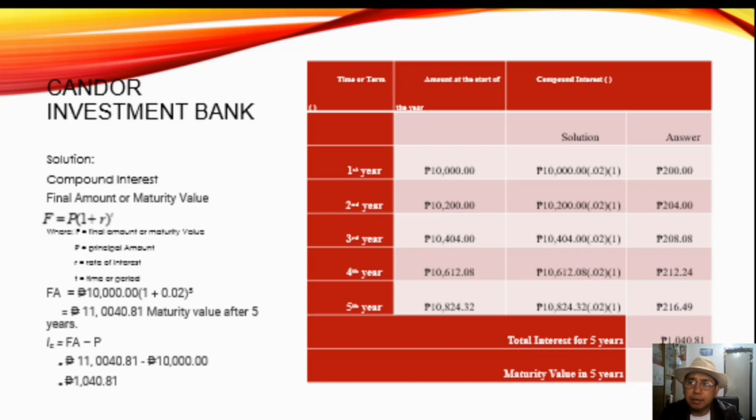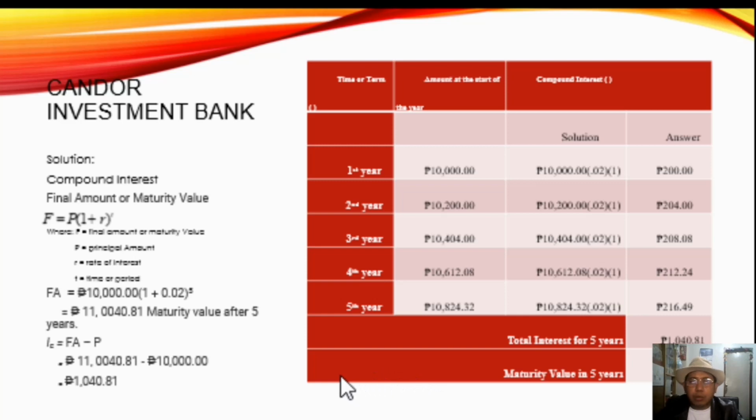Now, what would be now the interest after 5 years? So you just add the yearly interest of your investment. So it will give you 1,040 pesos and 81 centavos. And so what would be the final amount after 5 years? You just add it with the principal, that will give you 11,040 pesos and 81 centavos. Okay? So that is the compound interest.